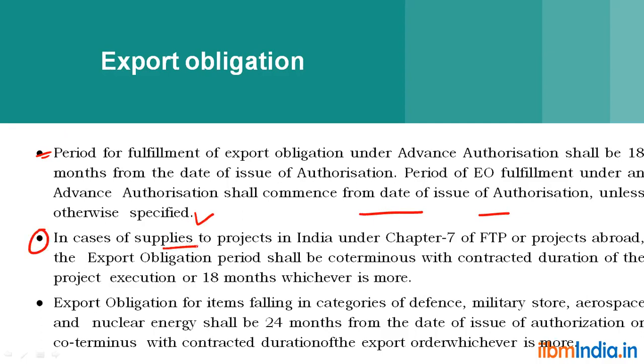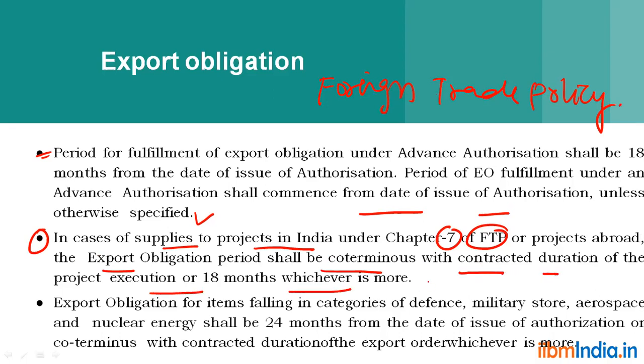In case of supplies to projects in India under Chapter 7 of the FTP, foreign trade policy, please note down these abbreviations, or projects abroad, the export obligation period shall be coterminous with the contracted duration of the project execution or 18 months, whichever is more.